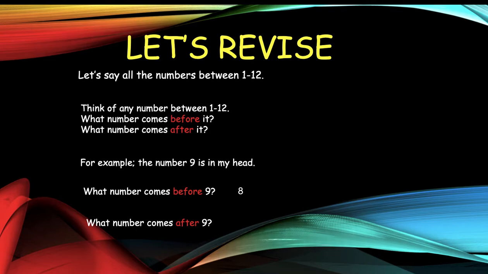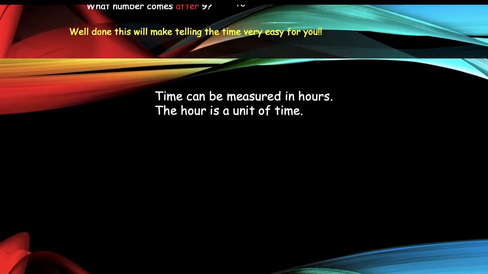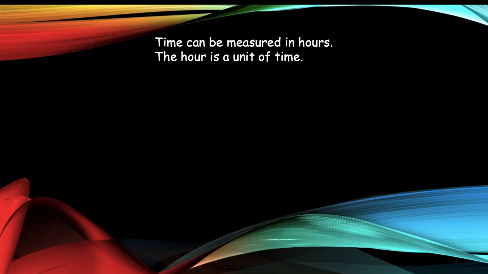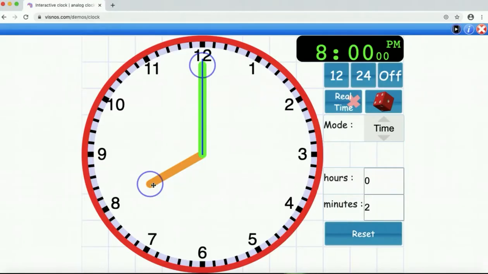So what number comes after 9? Can you guess? Well done. So it's 10. Well done, children. Now this can be measured in hours. We write H for hour. If they say 1 hour after 8 o'clock, then remember you will do the forward counting.